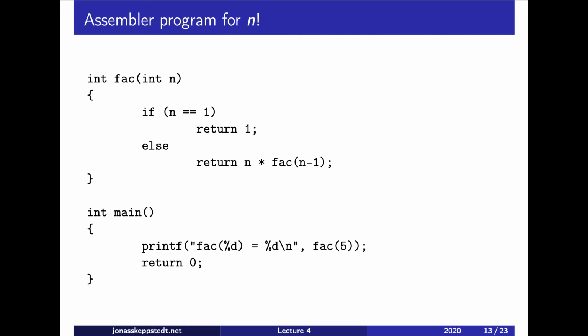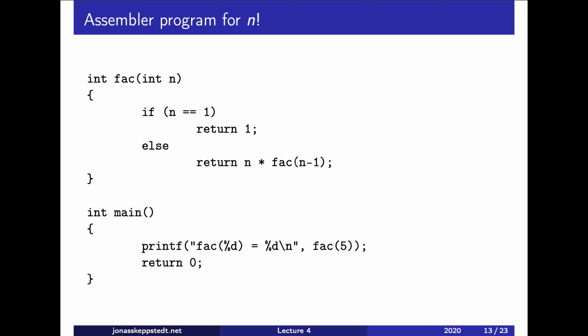Now we will look at this program. We will compute 5 factorial, and we will not use printf, because implementing printf is a lot of work that I didn't want to do in assembler. Okay, well, what we can look at is this.